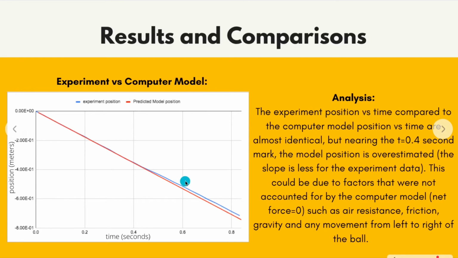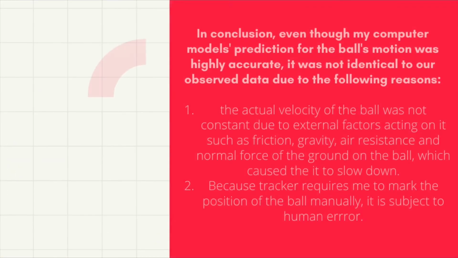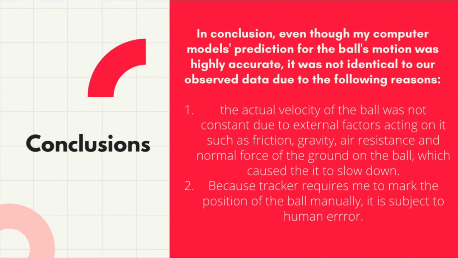This could be due to factors that were not accounted for by the computer model, such as air resistance, friction, gravity, and any movement from left to right of the ball. In conclusion, even though my computer model's prediction for the ball's motion was highly accurate, it was not identical to our observed data. This was due to the following reasons.